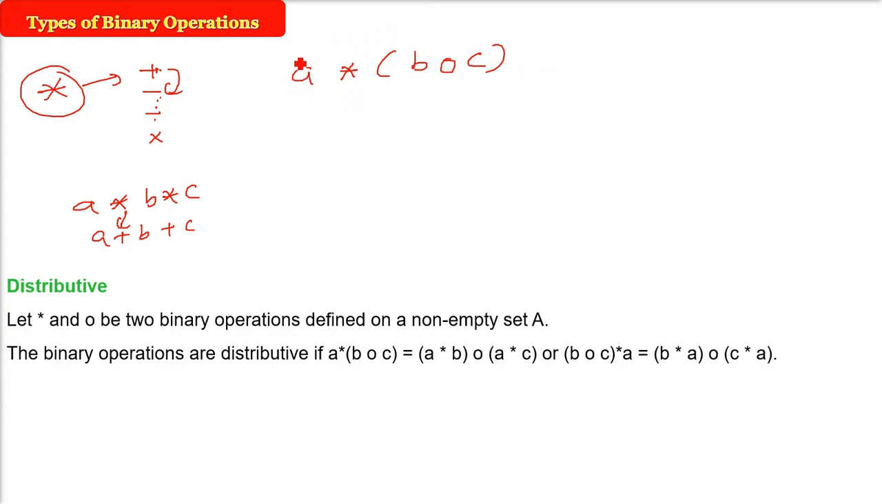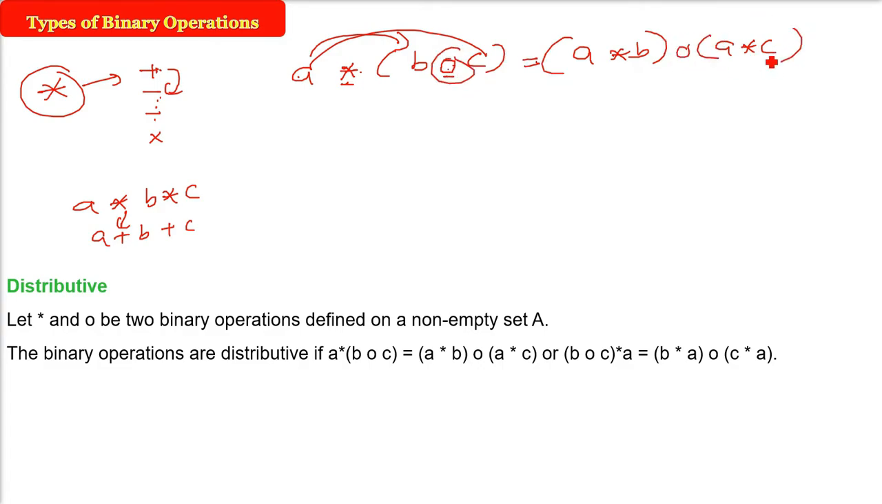So distribution means opening and giving it to everybody, operating to everybody. So A star B operation C means A star B operation A star C. That means I am distributing the star over O. So A star B and then A star C, and the final operation in between them will be the operation O. Right? This is called the distributive property.